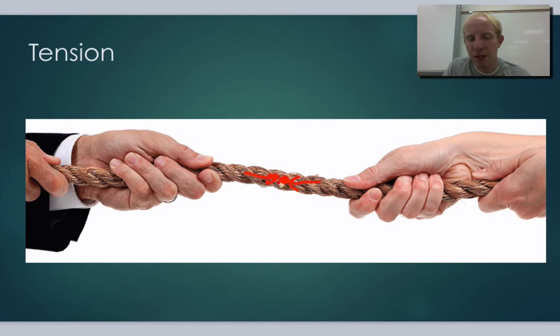And so it's not the pulling of the hands, right? That's not the tension. It's the rope itself holding together. That's the tension. Basically, the ability of an object not to want to change its shape.